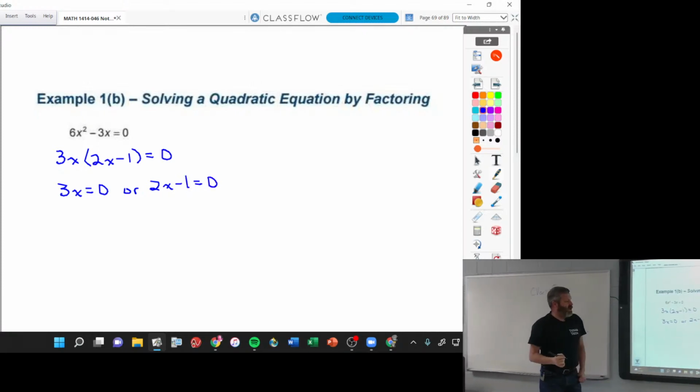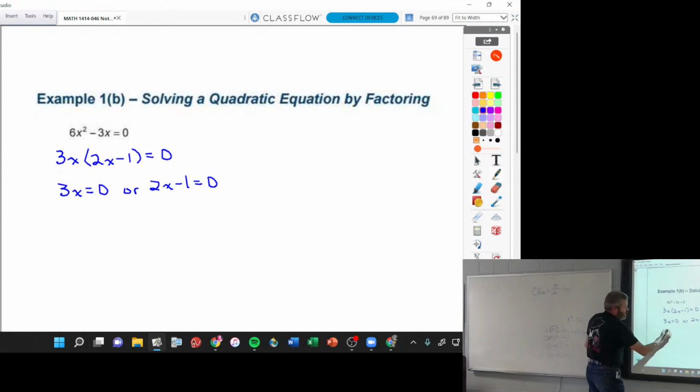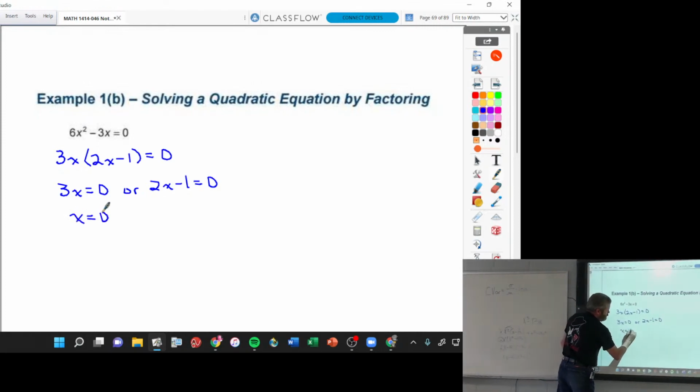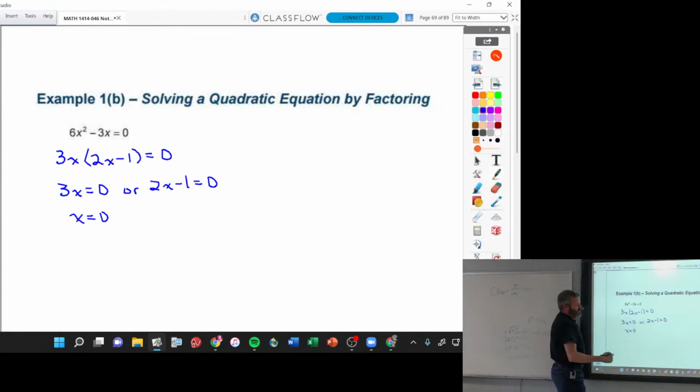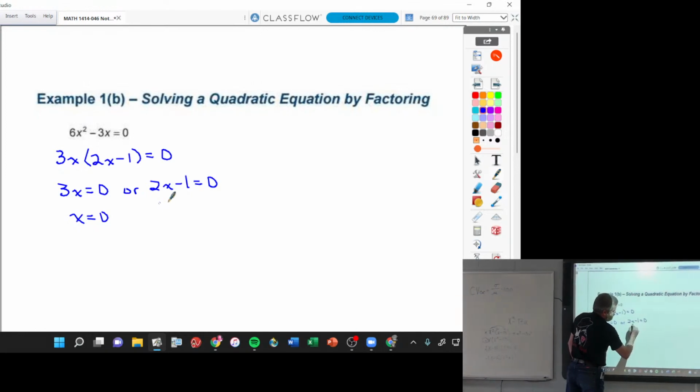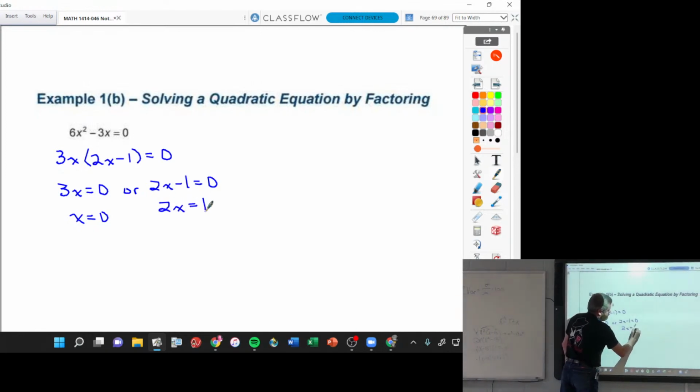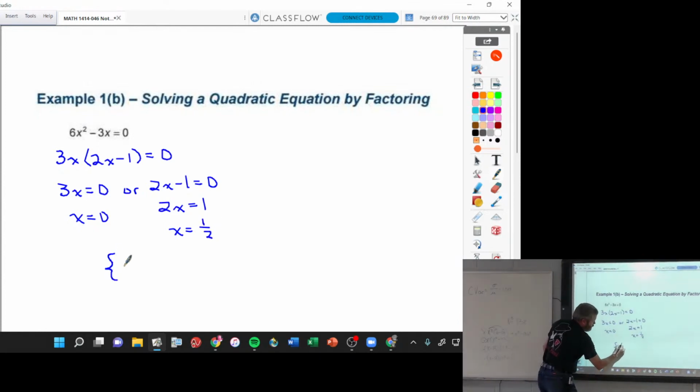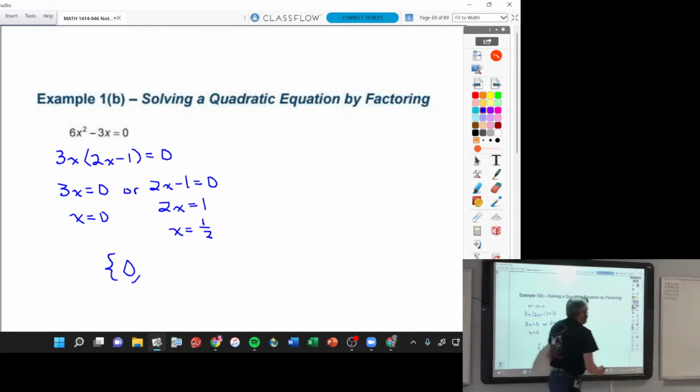To solve 3x equals 0, divide both sides by 3, so x equals 0. To solve 2x minus 1 equals 0, I will add 1 to both sides. 2x equals 1, divide by 2, x is 1/2. So my answers for this problem are the set containing 0 and 1/2.